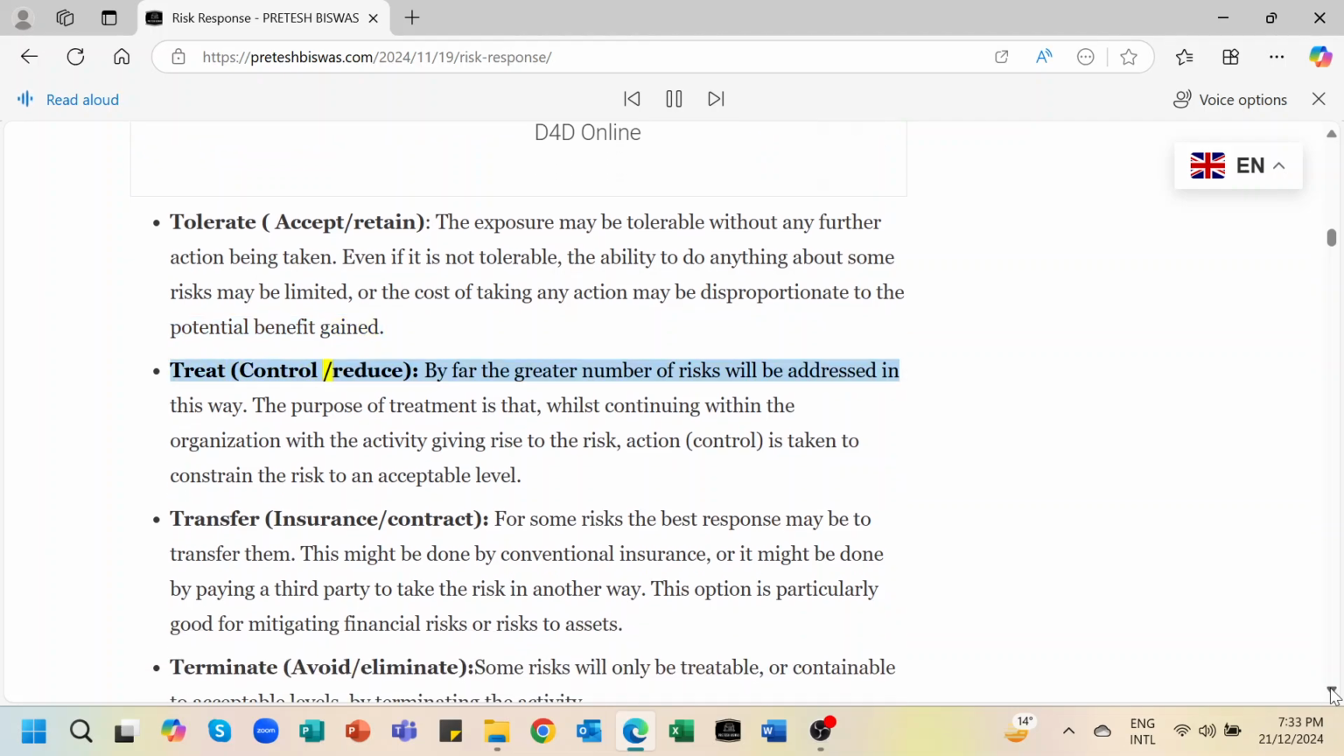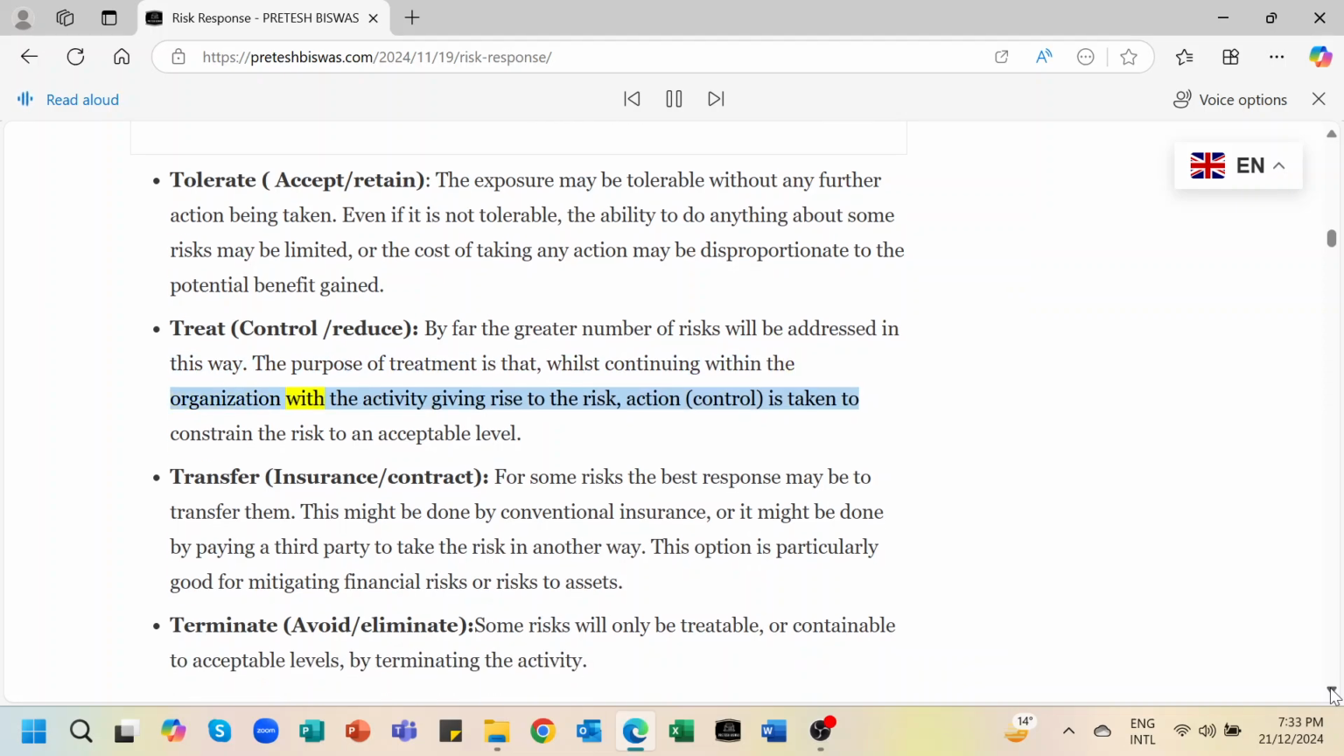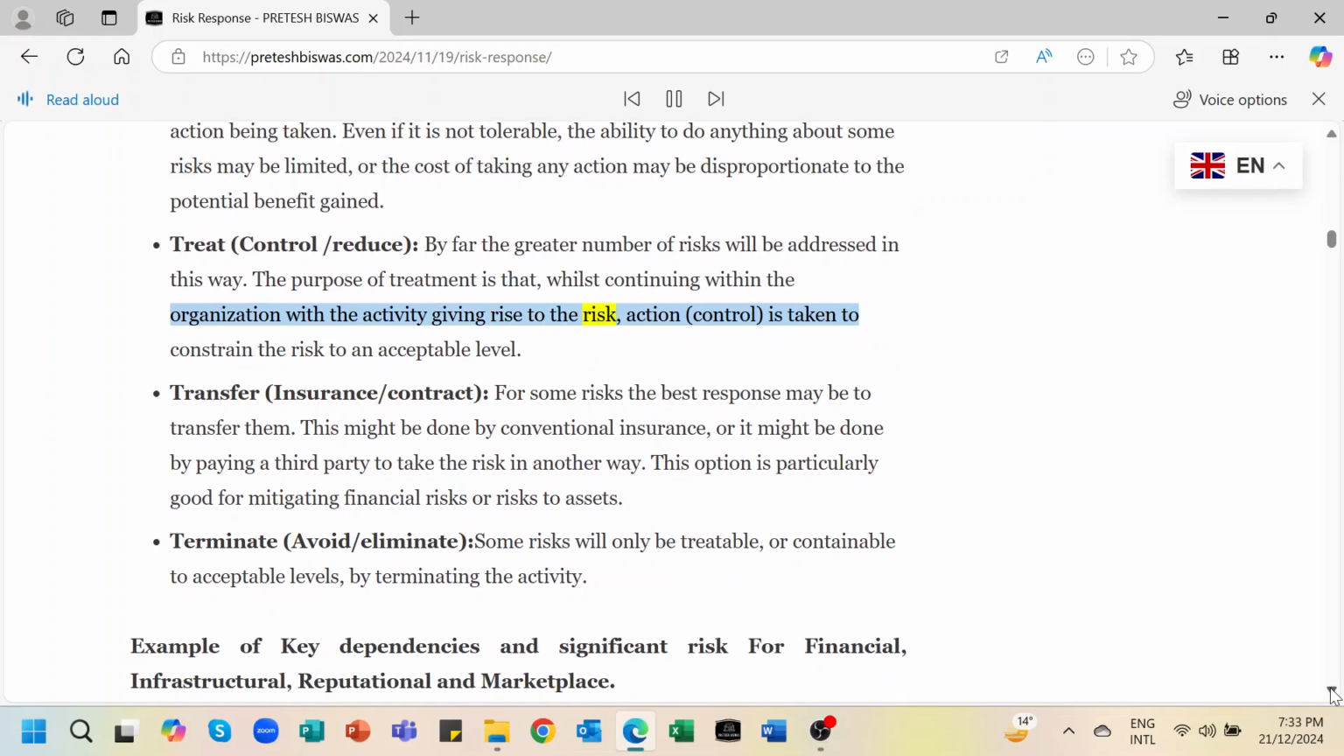Treat, control/reduce. By far the greater number of risks will be addressed in this way. The purpose of treatment is that, whilst continuing within the organization with the activity giving rise to the risk, action control is taken to constrain the risk to an acceptable level.